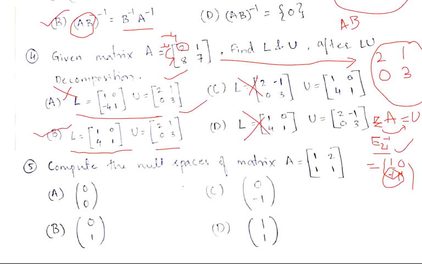Coming to fifth question, compute the null spaces of the matrix A is equal to 1, 2, 1, 1. A small matrix is given to find out the null space. Null space is found out when AX is equal to 0 form. So null space is nothing but the value of x and y, components of the x. So what I will get here? 1, 2, 1, 1. So first row can be written as x plus 2y is equal to 0. Second row is x plus y is equal to 0.